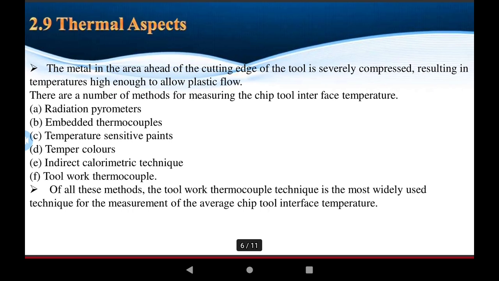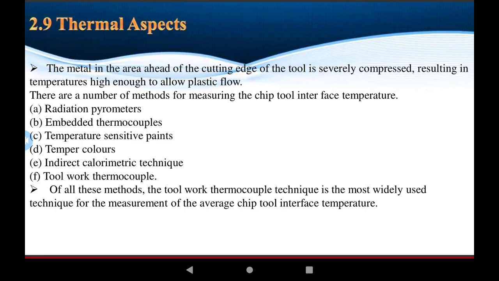The thermal aspect is continuously present. The metal in the area heated by cutting is observed and converted, resulting in a high temperature for the plastic flow, and so heat.